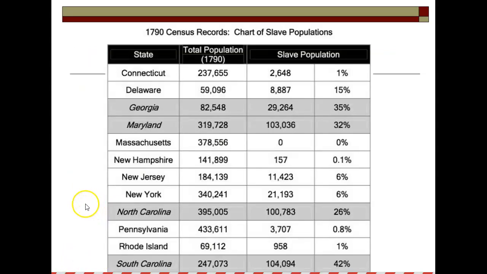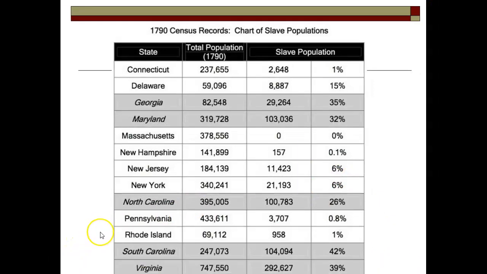Look at this next slide. This is really interesting. 1790 census records show you slave populations in the states. Now, I know that the bottom one is cut off down here, and I apologize for that. Give me 1 second. We're back here. You can look and see the highlighted ones obviously are southern states. You can see the percentage that they make up.